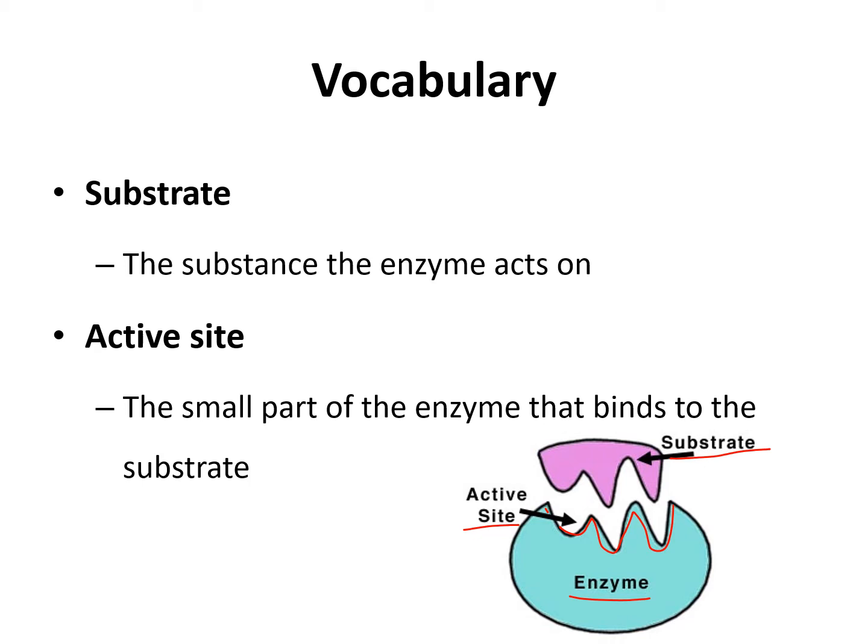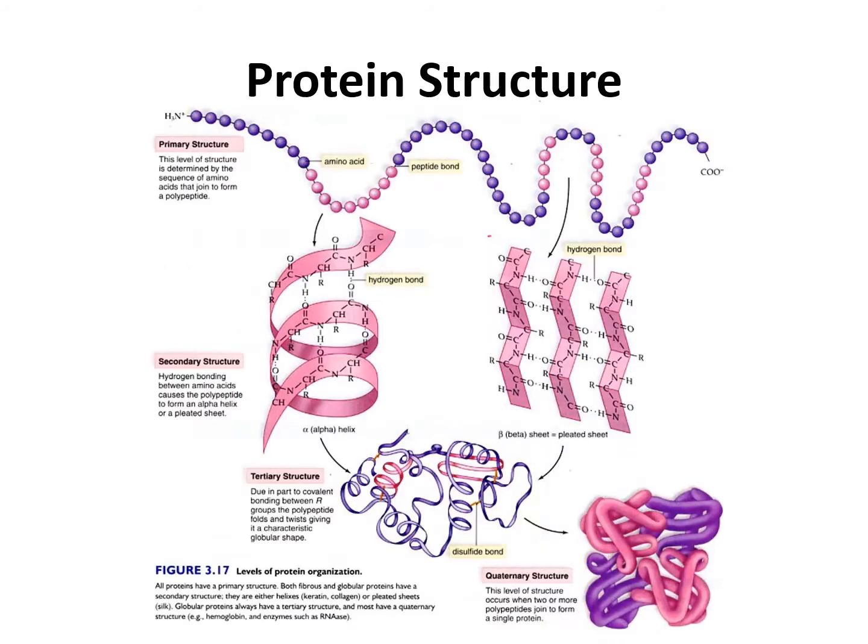But this is what makes the enzyme highly specific. Because of the three-dimensional shape of the enzyme, it can only bind to a substrate that fits perfectly into the active site. As I mentioned before, most enzymes are proteins, and an enzyme's specificity is determined by its structure.